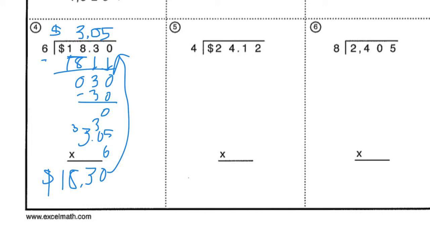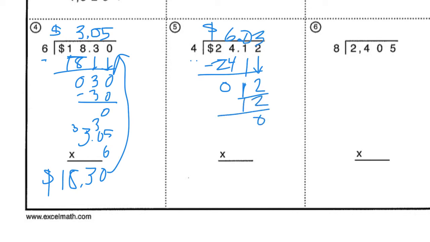All right, so you should have done 5 and 6. 4 goes into 24 6 times. Don't forget your dollar sign. Don't forget the decimal point right there. 6 times 4 is 24. Subtract and get 0. Bring the 1 down right here. 4 goes into 1 0 times. So I got to bring the 2 down. 4 goes into 12 3 times. 3 times 4 is 12.